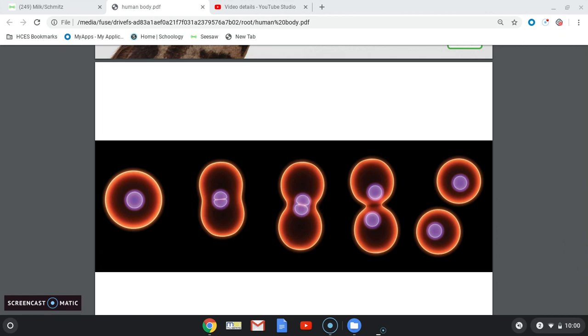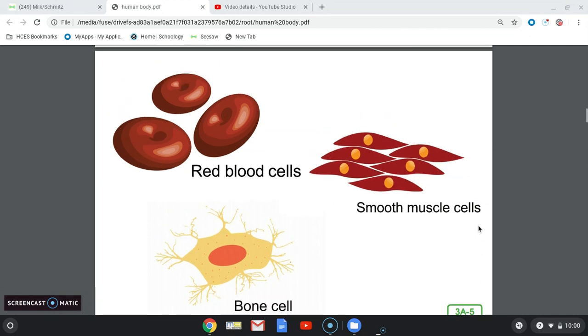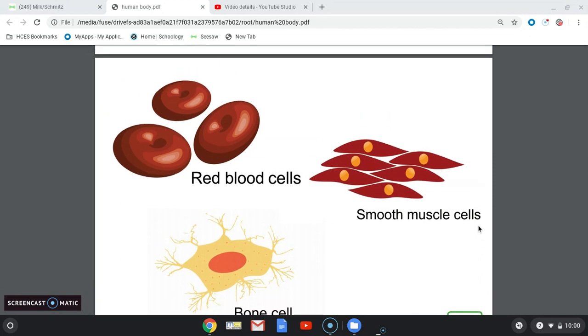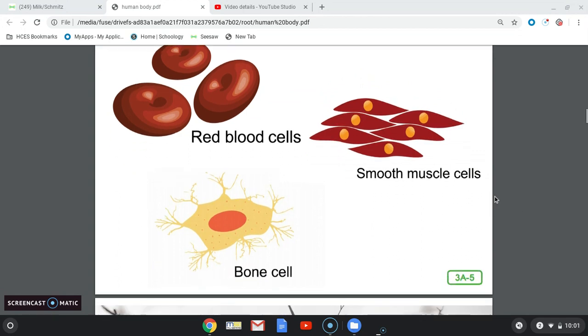Then that one cell divided into two cells that divided into two more. The cells divided again and again until pretty soon there were billions of cells. Your whole body is made up of these tiny building blocks. So we have bone, skin, and muscle cells.